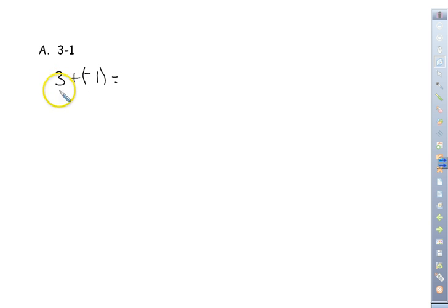So now we have our rules from yesterday. Unlike signs are different signs. Therefore, you're going to subtract. So 3 minus 1 is 2. And then 3 is larger than 1, and it's a positive. Therefore, my answer is 2. So check your answer.